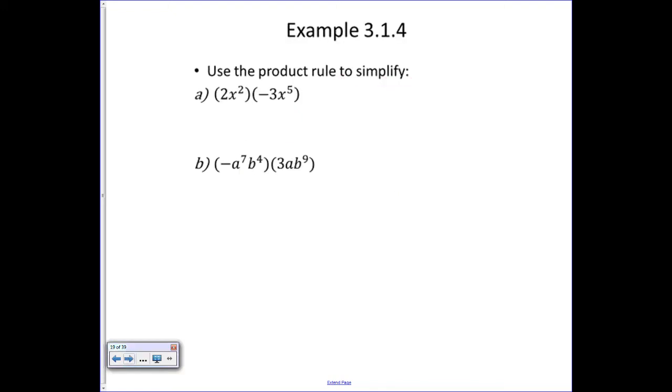So let's keep practicing this. We're going to use the product rule to simplify this again. Here we have numbers and variables. And so we're going to somewhat treat them separately. If you have numbers in the problem, then perform the operations on the numbers and then multiply the variables. So we have 2 times negative 3. Well, 2 times negative 3 is negative 6. X squared times x to the 5th, that's going to be x to the 2 plus 5, or x to the 7th.